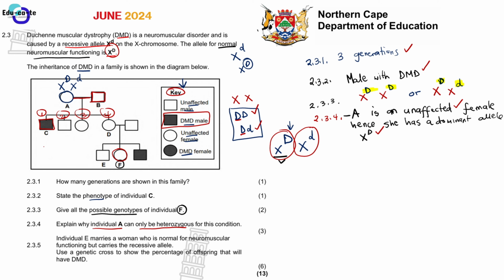So basically, now if you look at these individuals, you look at their phenotypes. Do they have the same phenotype? No, they are not the same, because individual C has the condition muscular dystrophy and he's a male. So individual C has the genotype XY, and this X has a recessive allele because he has the condition. He has the recessive allele as well.